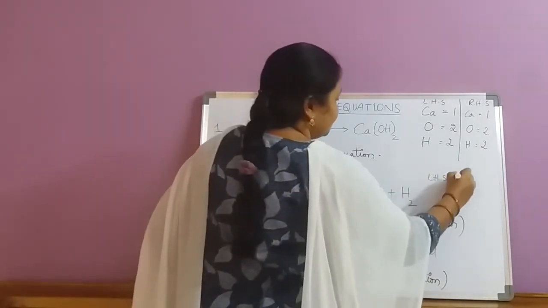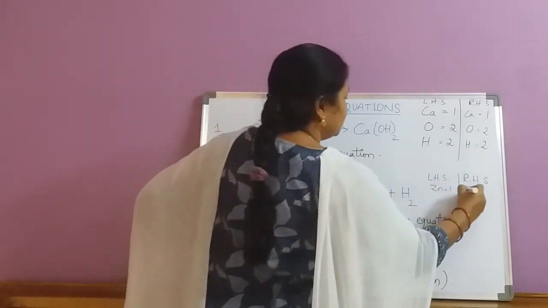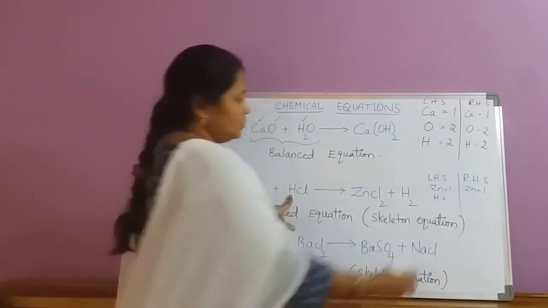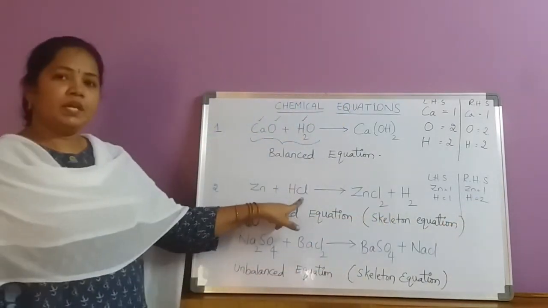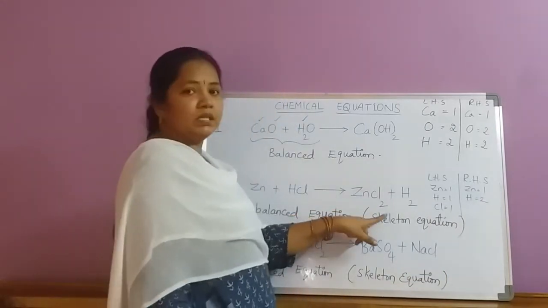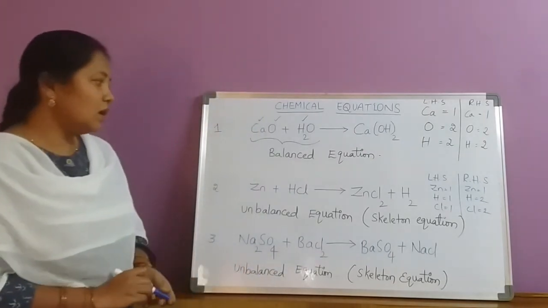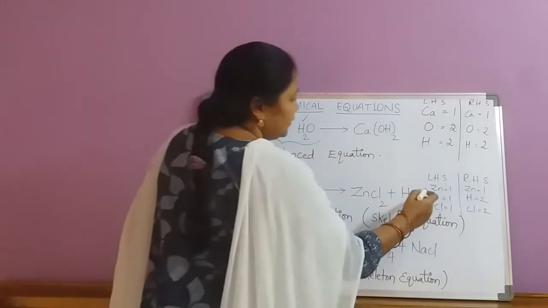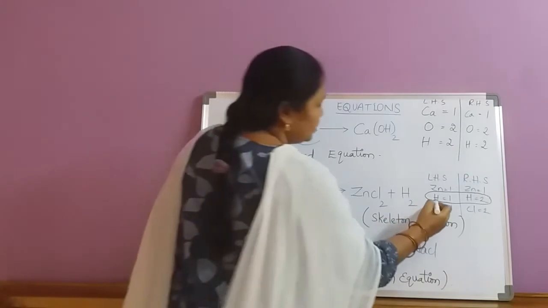LHS side and RHS side, if we write simply here, zinc, Zn is equal to 1, Zn is equal to 1. Whereas hydrogen on the LHS side, there is only 1 hydrogen atom. Whereas RHS side, hydrogen atoms are 2. Coming to chlorine, LHS side there is only 1 chlorine atom. Cl is equal to 1. RHS side 2 chlorines are there, zinc chloride, ZnCl2. Cl is equal to 2. So here 2 elements are not equal on both sides. 2 elements, that is hydrogen and chlorine. This hydrogen, LHS side is 1 and hydrogen, RHS side is 2. So it is not balanced.